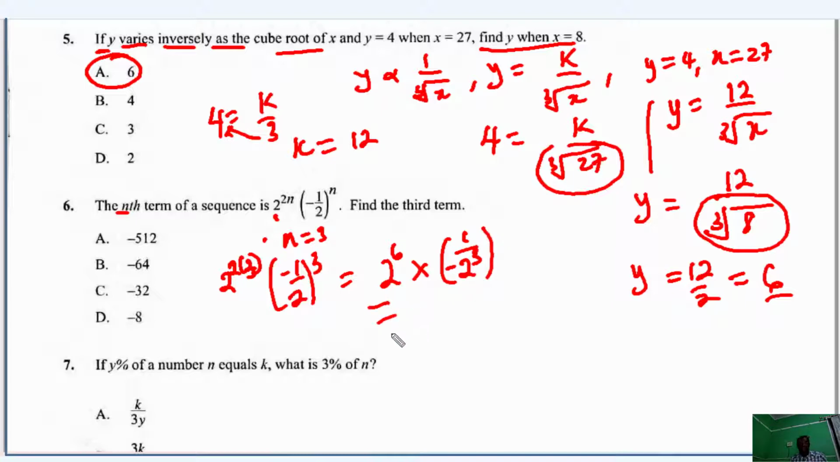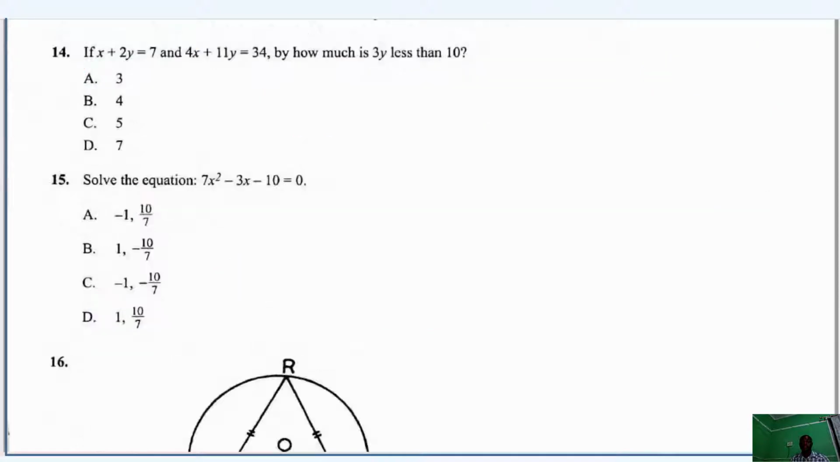So 2 raised to power 6, we check it, will give us 64. So 64 times minus 1 over 8. Good. So if you cancel 8 here, 1, 8 here, 8. So it will be 8 times negative 1, which gives you negative 8. It will give us negative 8. Good. So let's move on and solve it.